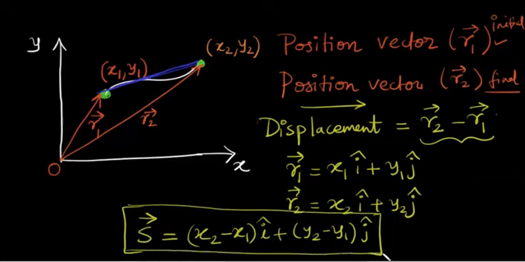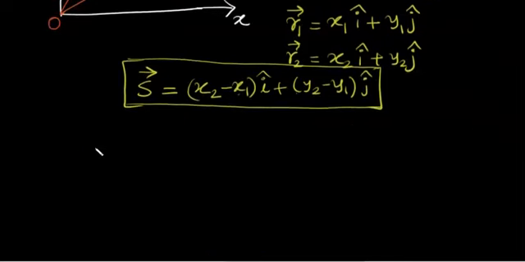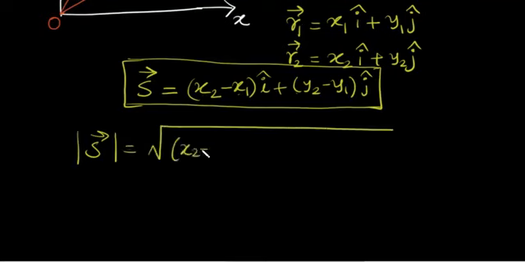And what about the magnitude of the displacement? The magnitude will be simply the square root of x2 minus x1 whole square plus y2 minus y1 whole square. So the magnitude of the displacement is square root of x2 minus x1 whole square plus y2 minus y1 whole square. This is the distance formula, right?